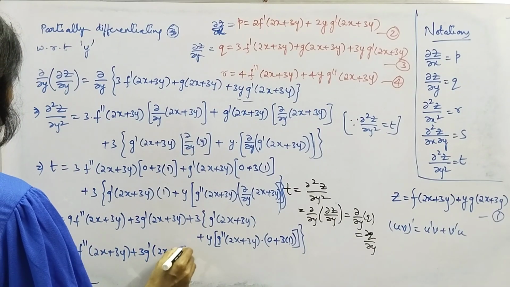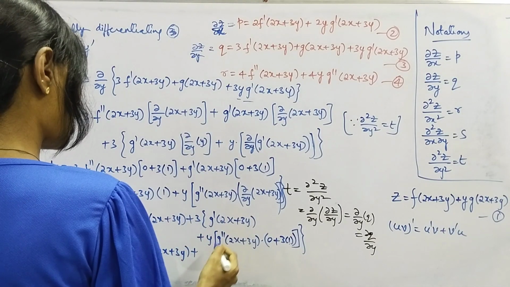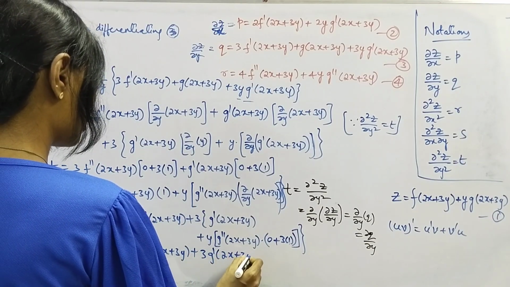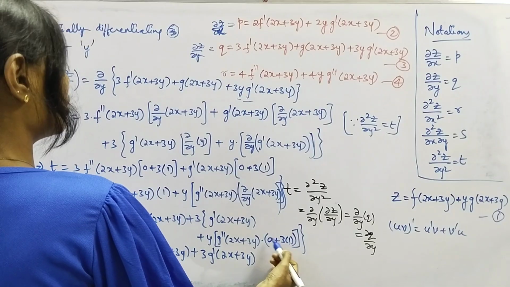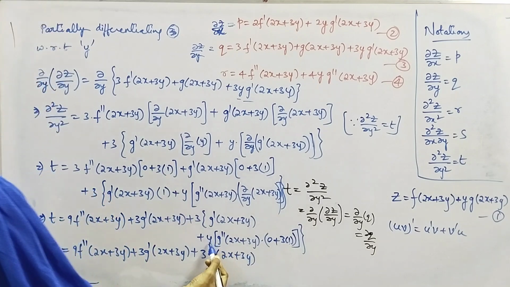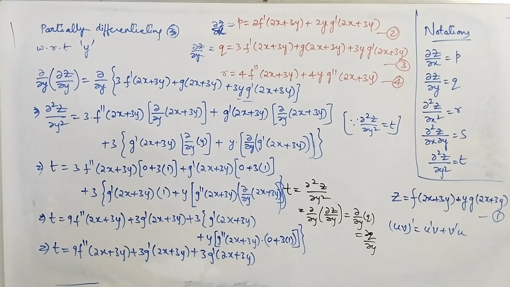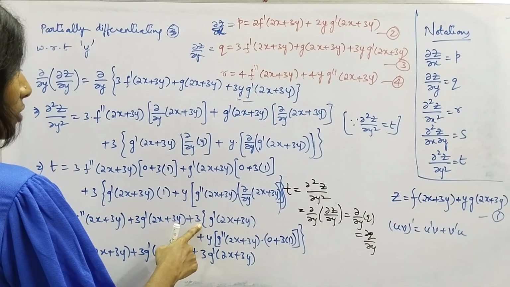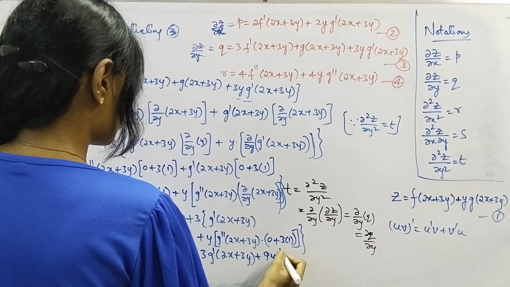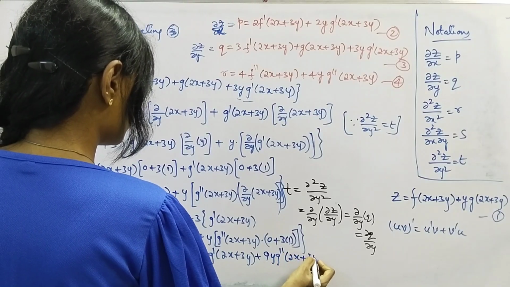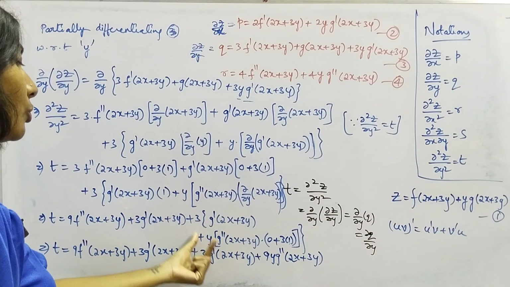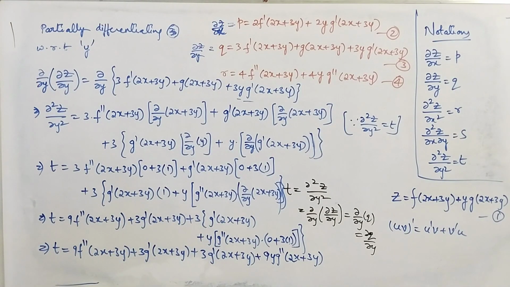2x plus 3y plus 3g dash of 2x plus 3y. Here you'll have 3 into 1, 3 plus 0, 3 into g dash is 3g dash, 3g double dash into y is 3yg double dash. 3yg double dash into this 3 gives 9y g double dash. Okay. 3 into first term, 3 into second term, simply.